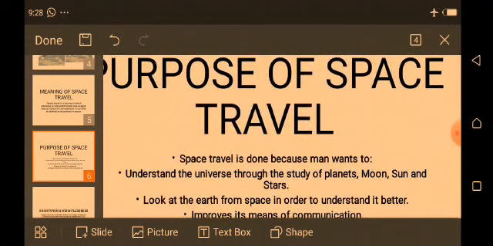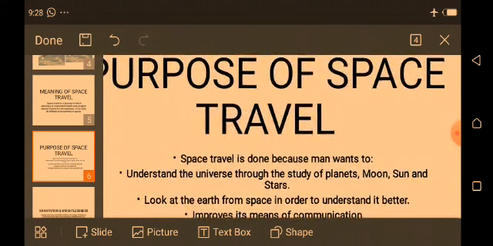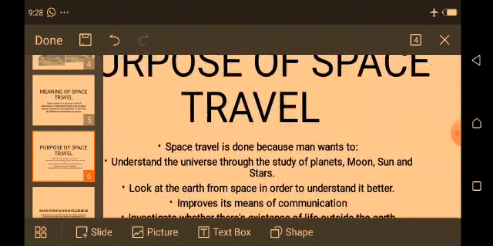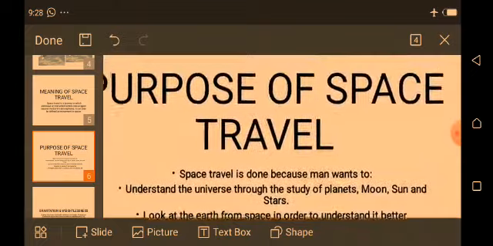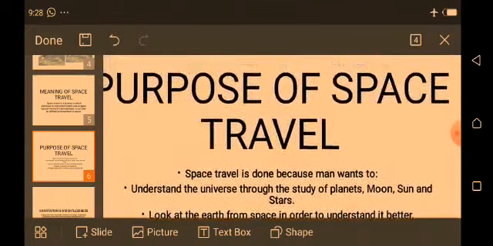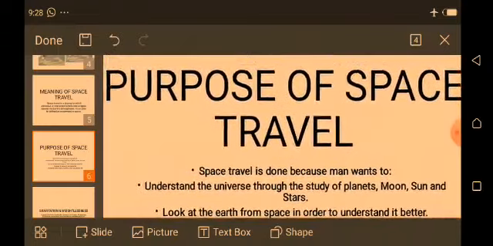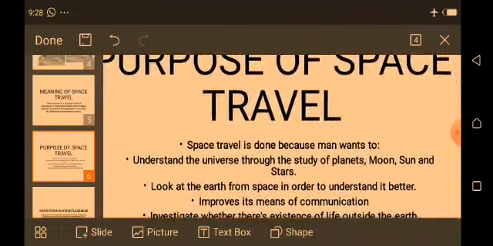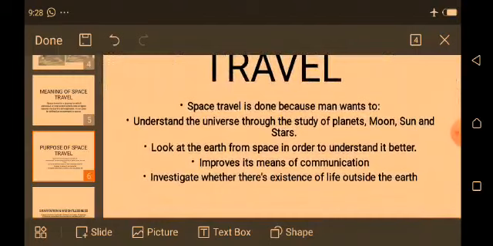So without traveling to space, one cannot actually understand the universe. Another reason is man's travel to space, just to look at the earth from space in order to understand it better. In the issue of communication, have you ever wondered when you just turn on your phone and dial a number to someone that is not even living close to you, and before you know, you're hearing the person's voice? Have you wondered how it happens?